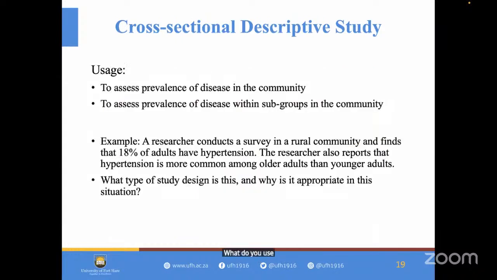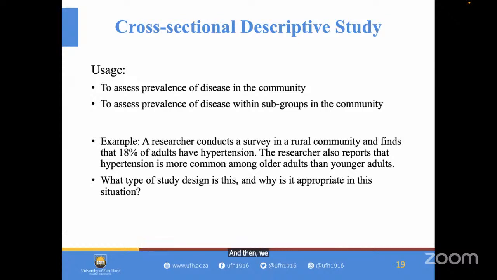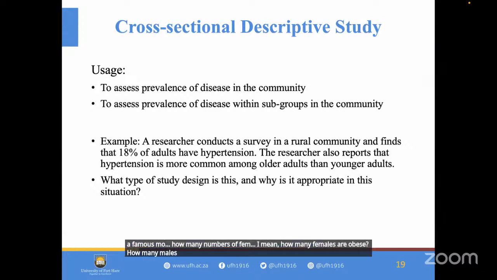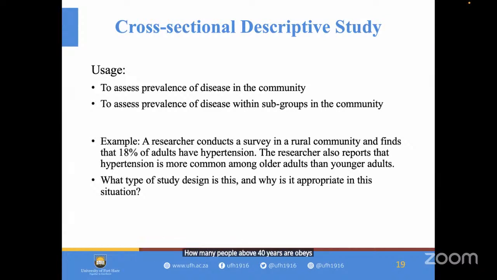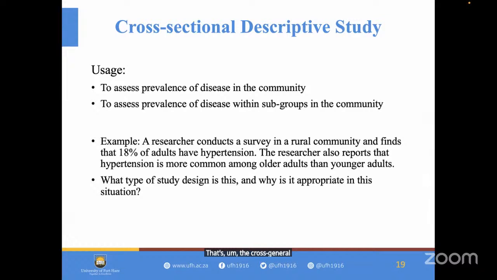What do you use a cross-sectional descriptive study for? We use it to assess the prevalence of a disease in a community. And then we also use it to assess the prevalence of disease within subgroups. We want to know how many persons in OAU, for instance, are obese. That is the general community of OAU. But when you talk about the subgroups, you want to know, are females more? How many females are obese? How many males are obese? How many people above 40 years are obese? How many people under 40 years are obese? So those are the subgroups that the cross-sectional descriptive study is dealing with.